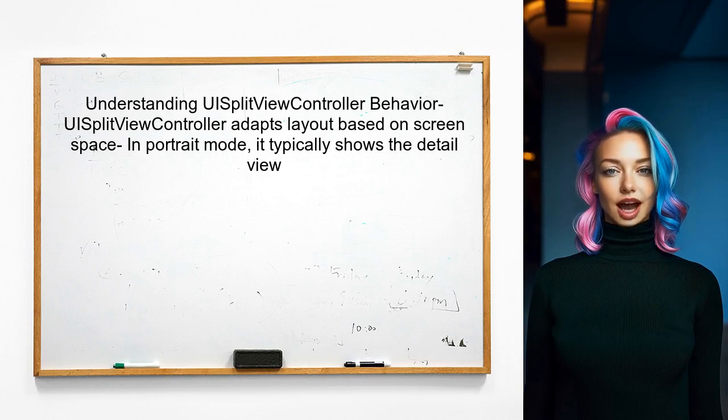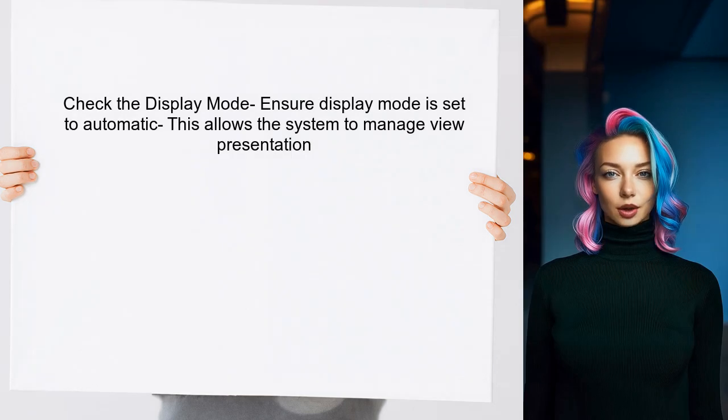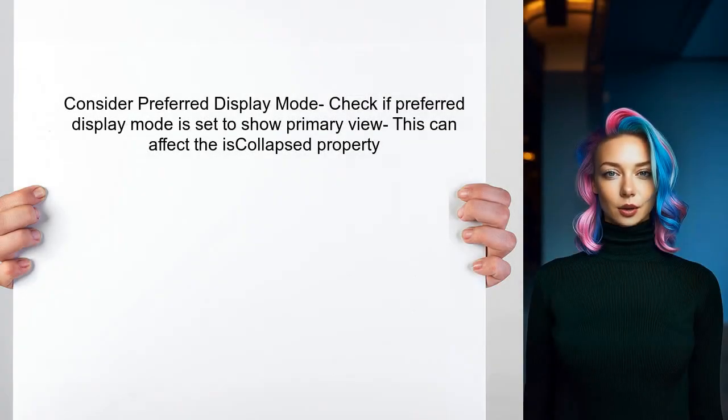To understand why the isCollapsed property of UISplitViewController is false in portrait mode on iPhone, the user should first recognize that UISplitViewController is designed to adapt its layout based on the available screen space. Next, the user should check the display mode of the UISplitViewController. The display mode can be set to automatic, which allows the system to decide how to present the views based on the available space. The user should also consider the preferred display mode for the split view controller. If the preferred display mode is set to show the primary view, it may cause the isCollapsed property to be false.